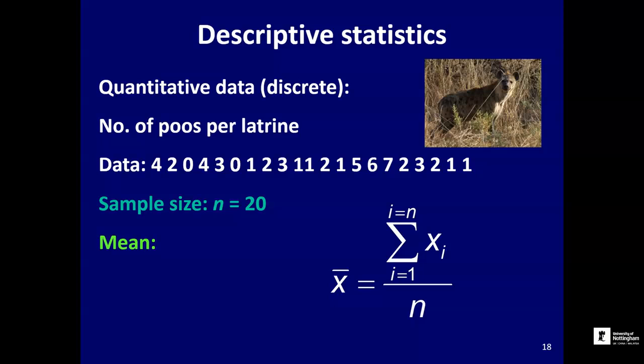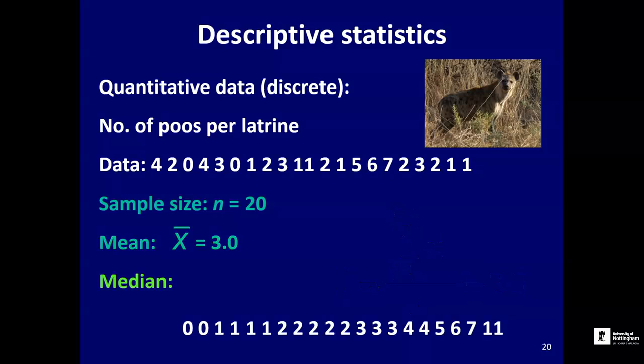Everybody knows that, hopefully. So pretty straightforward. In this case, the answer is 3 feces or scat per latrine is the average. And that gives us an immediate idea. Instead of being bewildered by a great long set of data, we have an immediate single simple summary of what the data are like. And what they're like is there are typically, on average, about 3 feces per latrine.